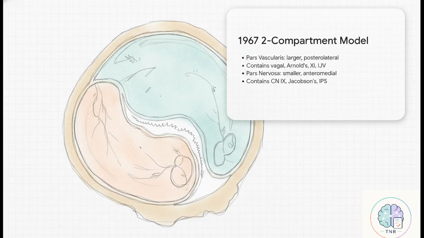Then, the second room is the pars nervosa. This is the smaller anterior medial compartment. It houses the glossopharyngeal nerve, its branching Jacobson's nerve, the inferior petrosal sinus, and the meningeal branch of the ascending pharyngeal artery. Every single one of these tenants is packed so tightly into this dual-room layout.